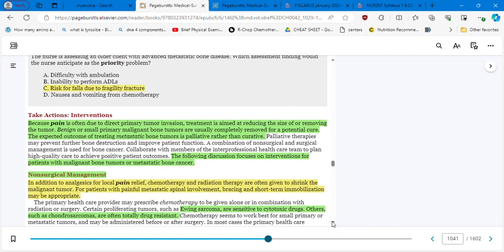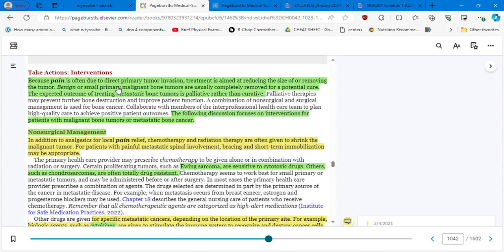Let's continue. Interventions. Because pain is often due to direct primary tumor invasion, treatment is aimed at reducing the size of or removing the tumor. Benign or small primary malignant bone tumors are usually completely removed for a potential cure. The expected outcome of treating metastatic bone tumors is palliative rather than curative, of course, with comfort measures for this patient who is suffering terrible pain from metastatic bone tumors. The following discussion focuses on intervention for patients with malignant bone tumors or metastatic bone cancer.